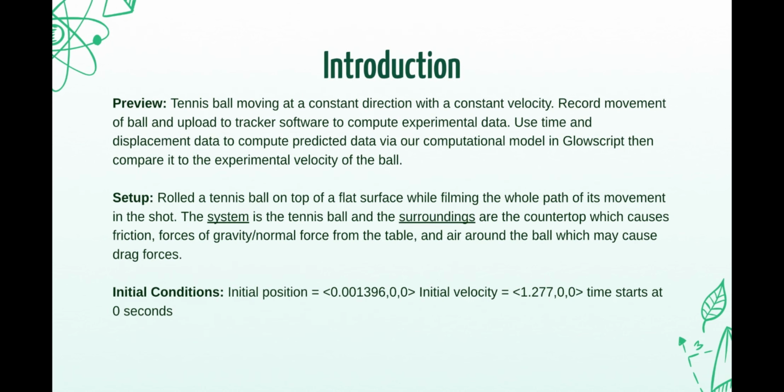So the preview of the lab was that I had a tennis ball moving in a constant direction at constant velocity. I recorded the movement of the ball and uploaded it to Tracker to compute experimental data. I used time and displacement data to compute predicted data via the computational model in GlowScript, then compared it to the experimental velocity of the ball.